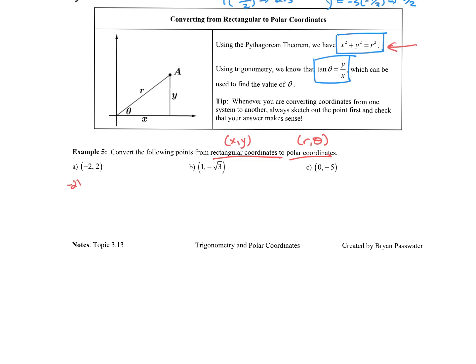All right, and so we're going to use this one right up there. And so now we have negative 2 squared plus 2 squared is equal to r squared. So what is negative 2 quantity squared? 4 plus 4. So how much is that? 8. And then what do I want to do with it? I want to square root it. So r is equal to the square root of 8. So on this one, we have square root 8.